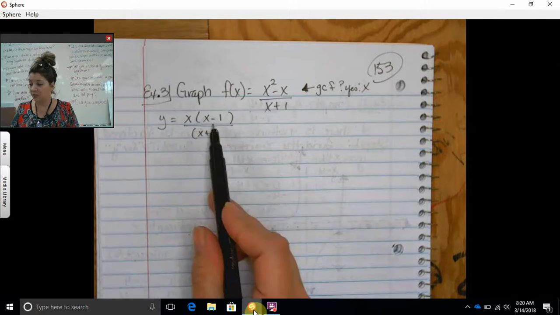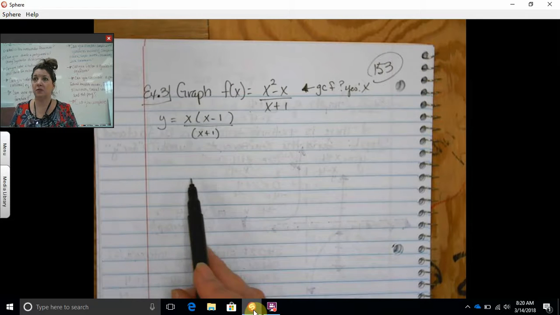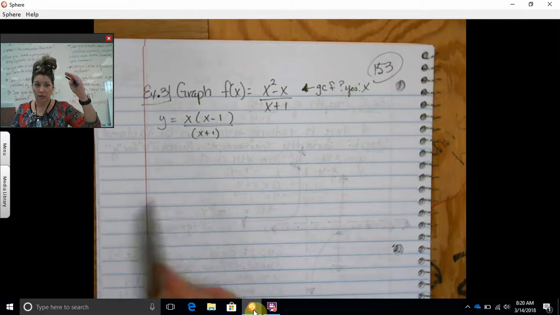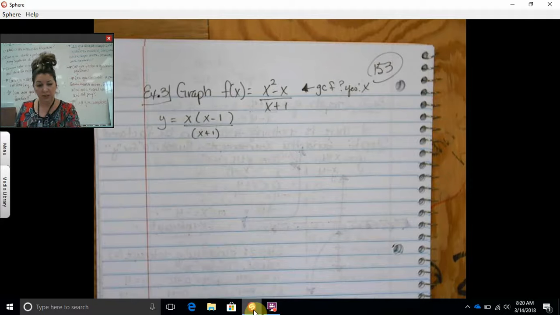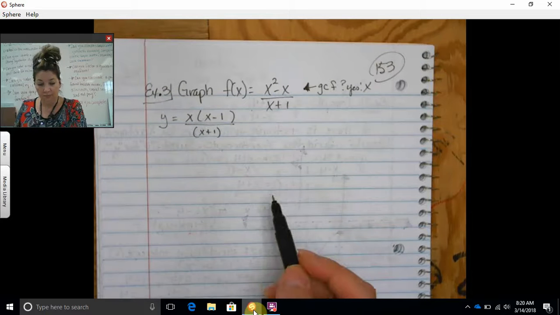I can only reduce x minus 1 with x minus 1, x plus 1 with x plus 1. One's got to be in the numerator, one in the denominator. Everybody cool with that?